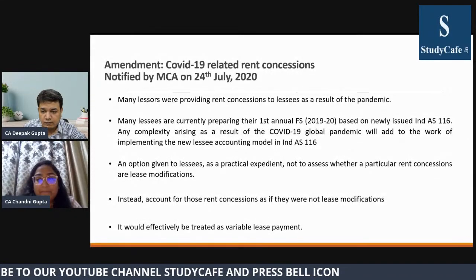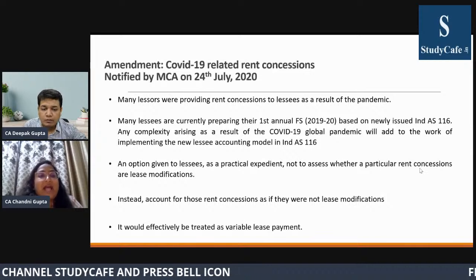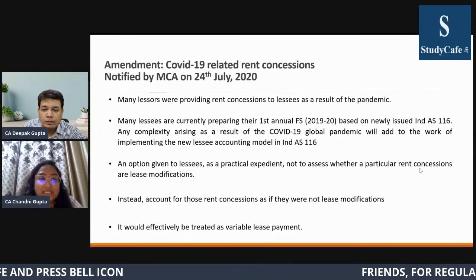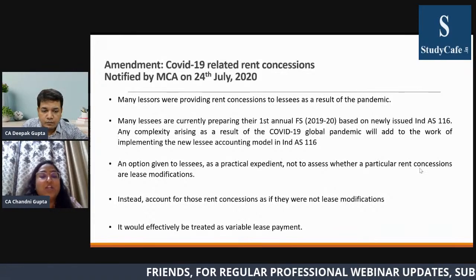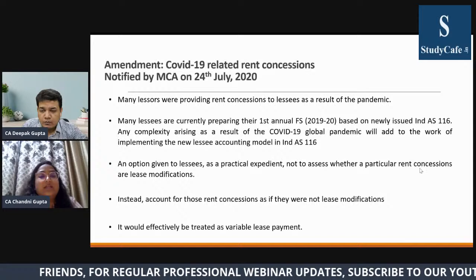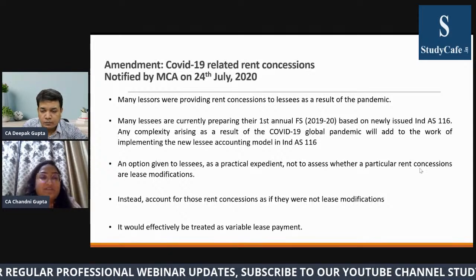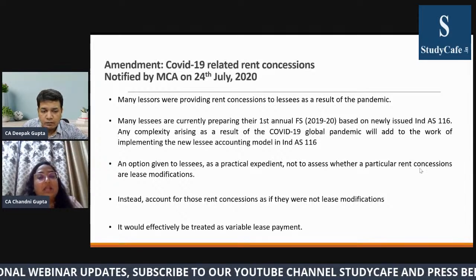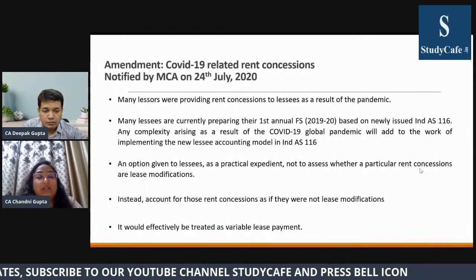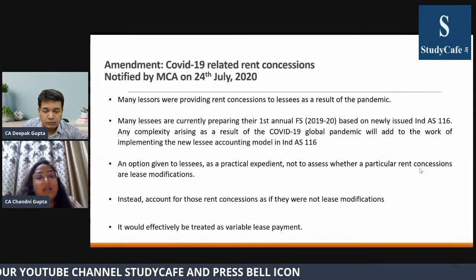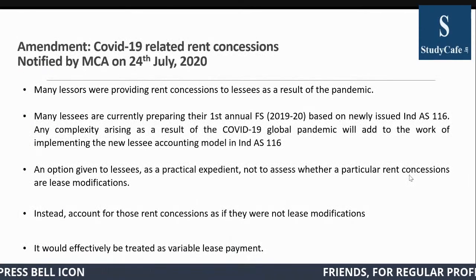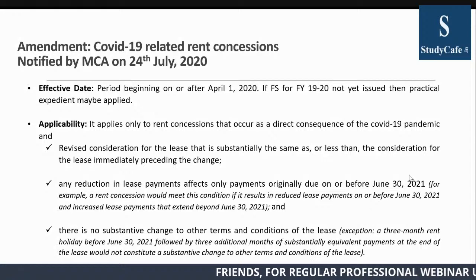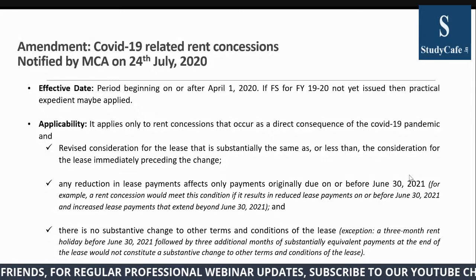So basically, this amendment has brought a relief to all the lessees. It has been a practical expedient in which the lessees are not required to assess whether a rent concession is a lease modification, and will account for that rent concession as any other change in lease liability. Now, how will the accounting happen, and what are the rent concessions that are considered for this amendment?